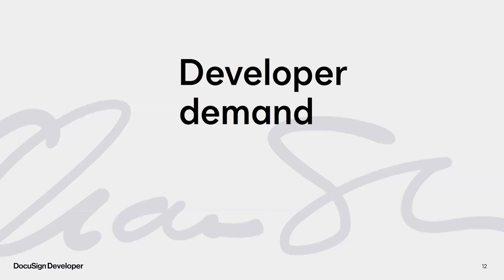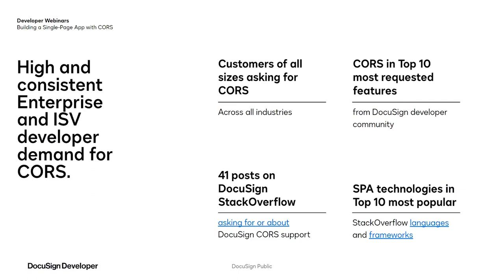So now that we've talked a little bit about single page apps, same origin policy, and cross-origin resource sharing, and you understand how they interconnect with each other, let's talk a little bit about why we went and built this feature. CORS has had high and consistent enterprise and ISV developer demand for years. It originally came out in 2013. APIs have progressively added it over time.